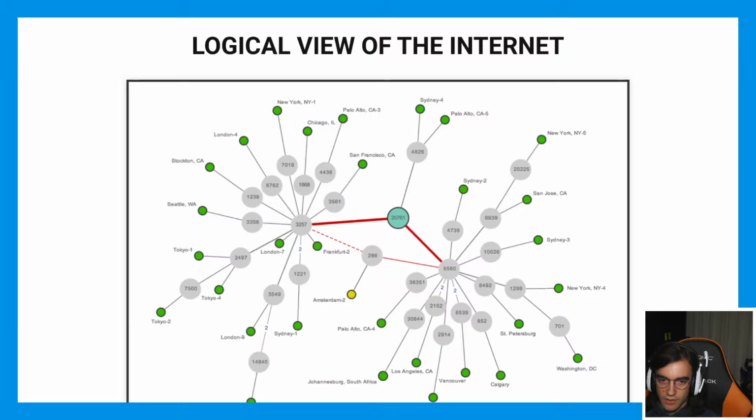And essentially, all of these autonomous systems have routers that speak a protocol called BGP, the Border Gateway Protocol, and they talk to each other and tell each other which routes they can route, which networks they represent. So everyone tells each other, hey, I have this subnet, I have that subnet, and using that information, we construct what's called the global routing table.